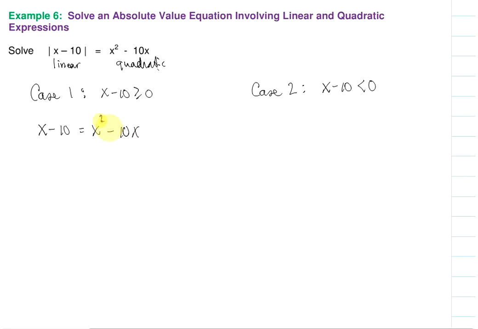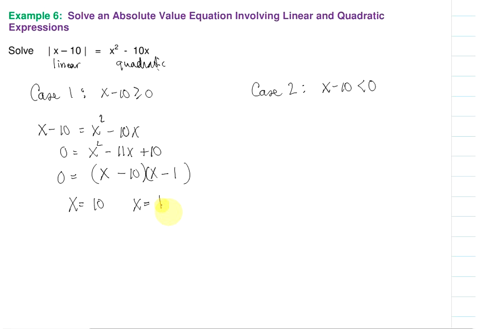We have a quadratic expression here, so we want to make everything equal to 0. And so we have x squared minus 11x plus 10, which we can factor. And we will get factors of 10 that will give us 11: 10 and 1, negative 10 and negative 1. And so we get two answers. We get that x equals 10 and x equals 1.